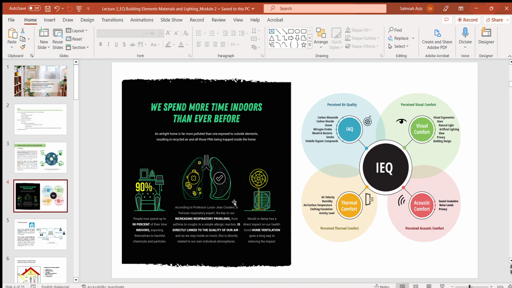Actually, the way we design the building, we should use both natural light and artificial light. Okay, and we go for acoustic comfort, which includes sound insulation, noise level, and also privacy. Okay, and we go to thermal comfort as the fourth characteristic of the EQ, where it is air velocity, humidity, air surface temperature, and also clothing insulation and activity level.